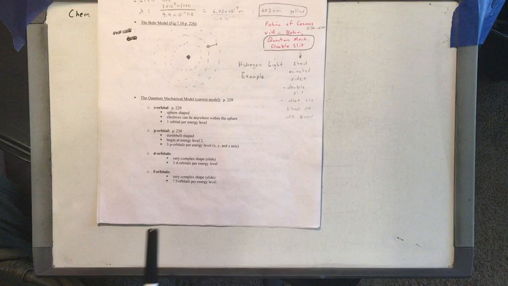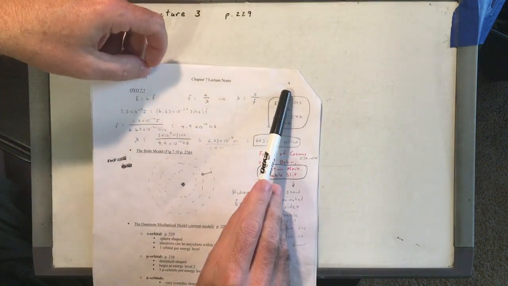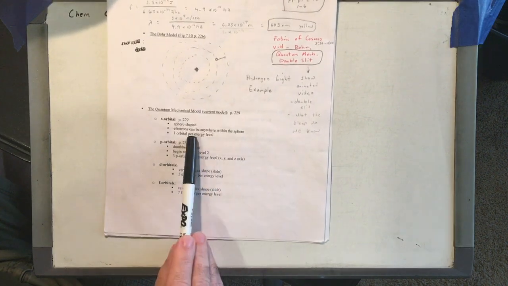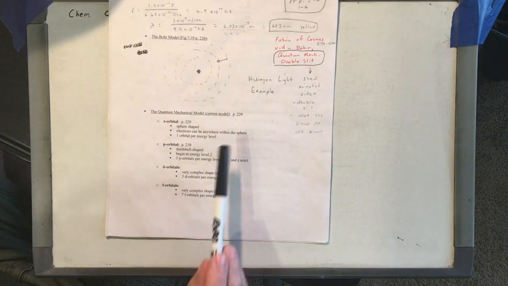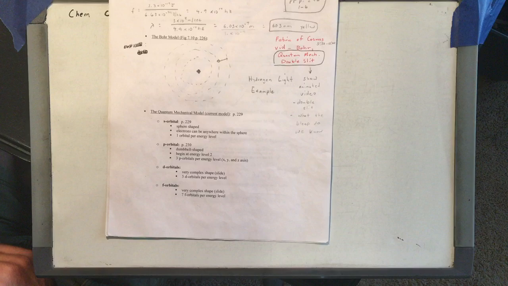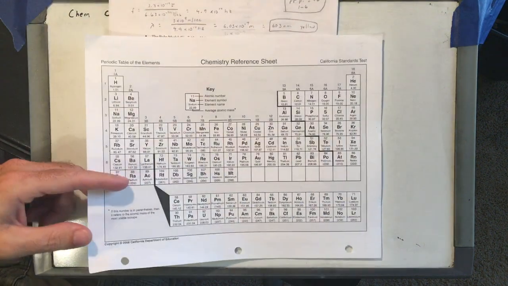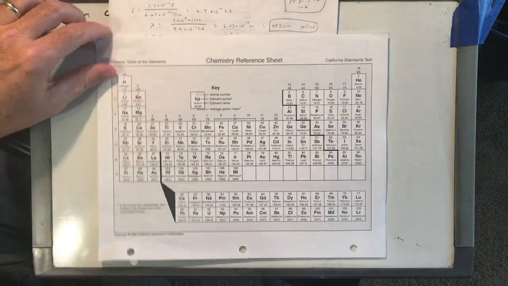All right, this is Chemistry, Chapter 7, Lecture 3. You will need your lecture notes, and you'll be on page 4, and we will be at the quantum mechanical model. You'll also need a periodic table for this lecture, but no calculator for this one.